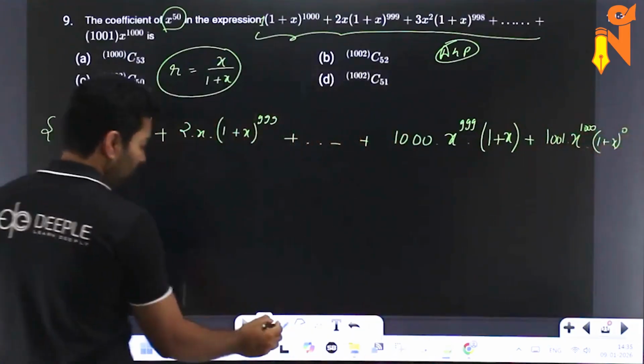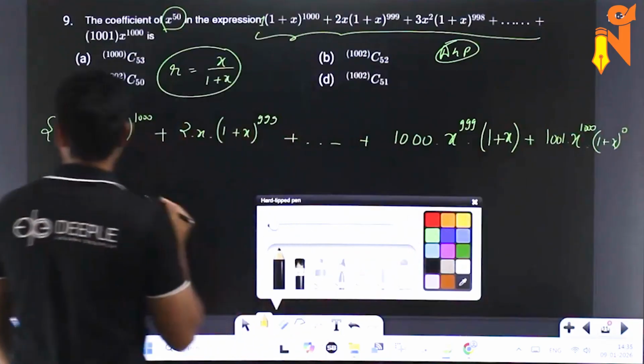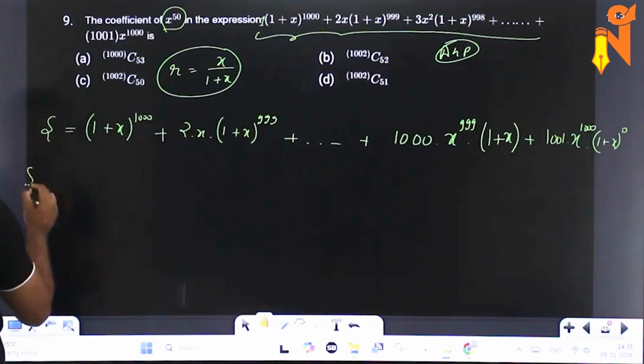Now this is AGP. What can we do here? How to solve AGP? If you know the basic idea, you can do it easily. S into R.